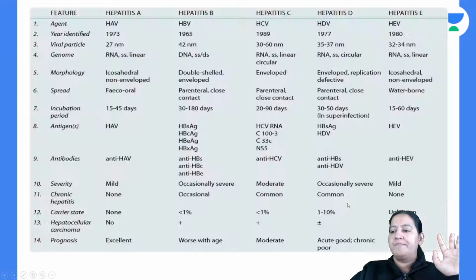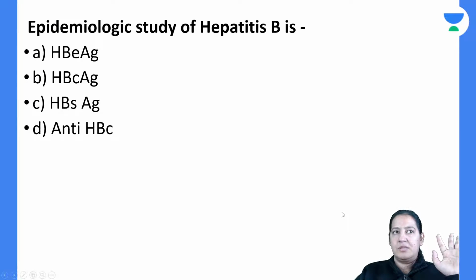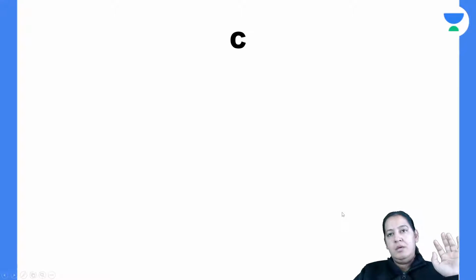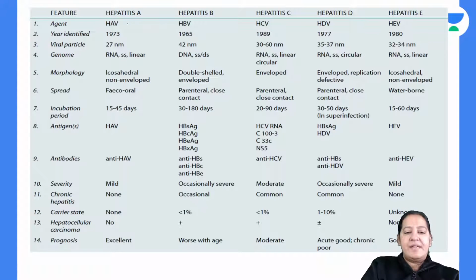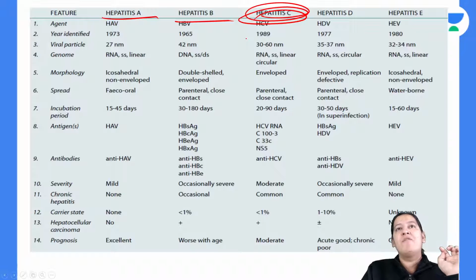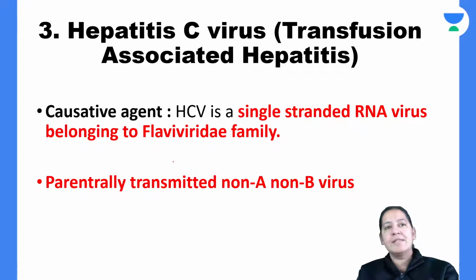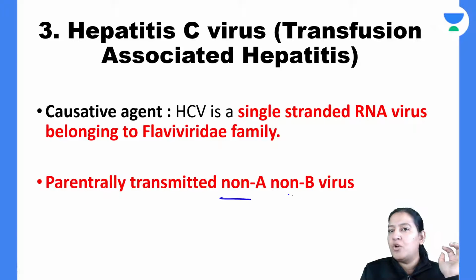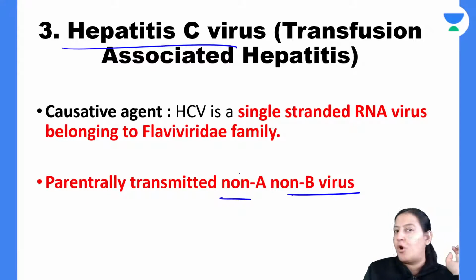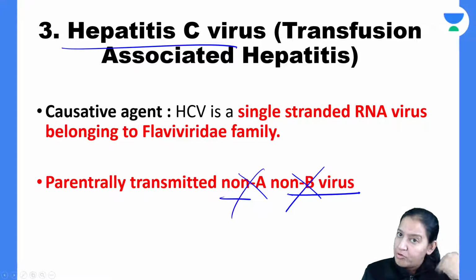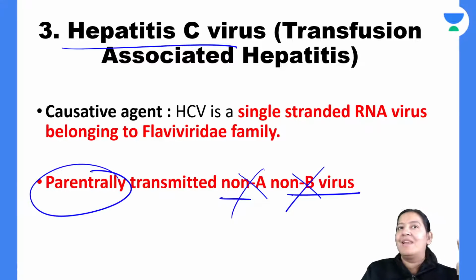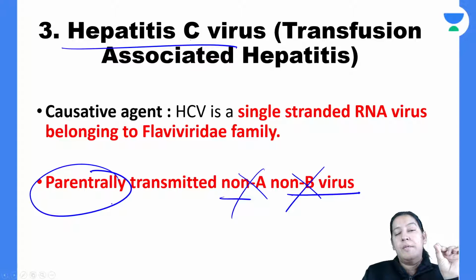So let me move to the next hepatitis. The third hepatitis I am moving on to now. Hepatitis A, B, now C. So I'll be a little bit fast. C is known as non-A, non-B. Hepatitis C virus is a non-A virus, non-B virus, and it also transmits parenterally, like hepatitis B. Parenterally means via blood transfusion or via needle stick.